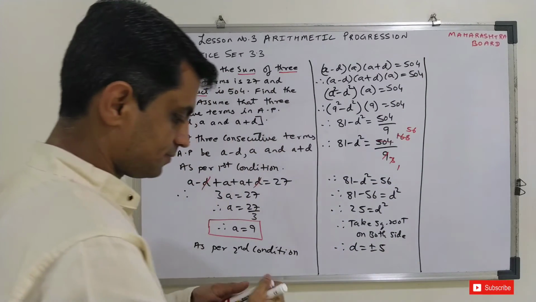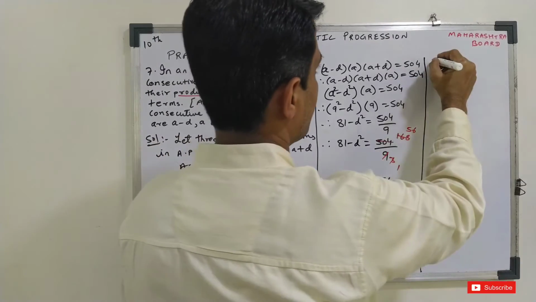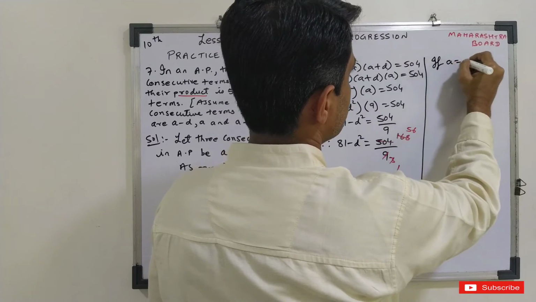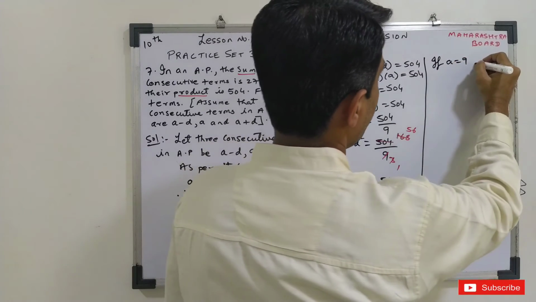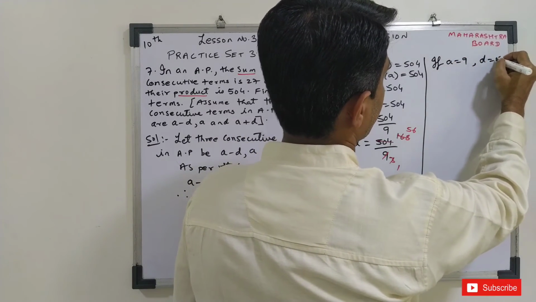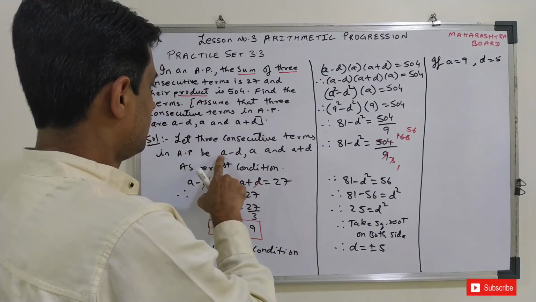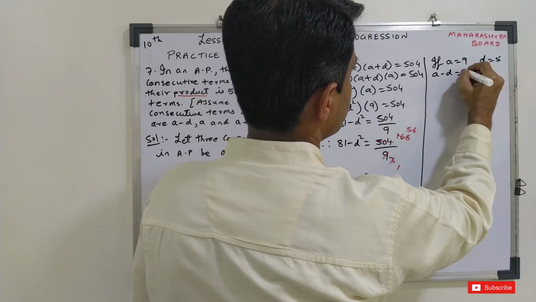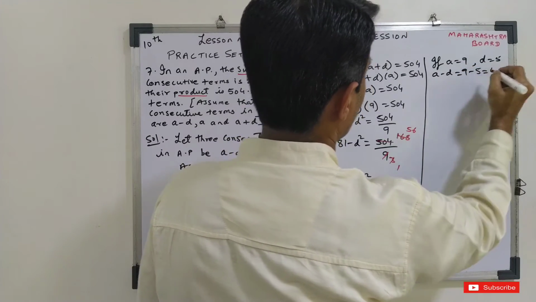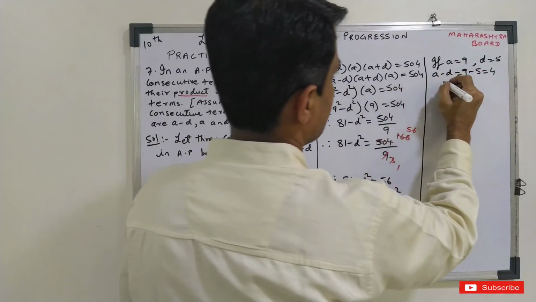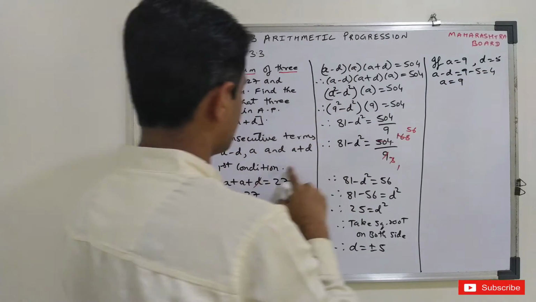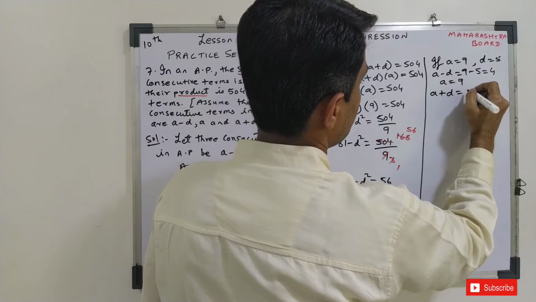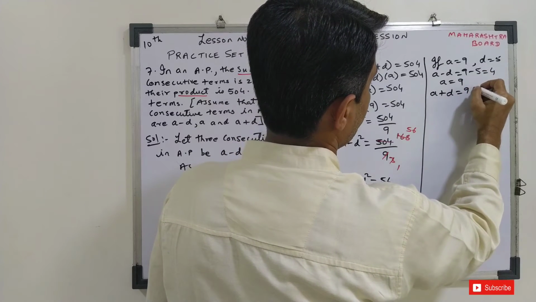Okay. Now, if A is 9, so what is our D? D is 5. First we are taking positive 5. First is A minus D. A minus D means 9 minus 5 will be 4. Then only A is there, that we know very well, 9. Nothing can be done to it. A plus D. A plus D means what? 9 plus 5, 14.